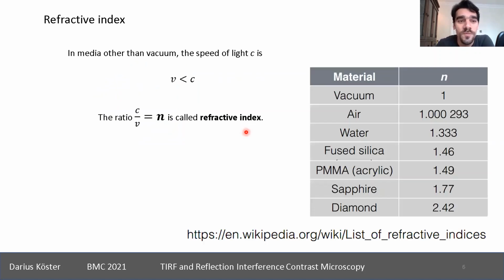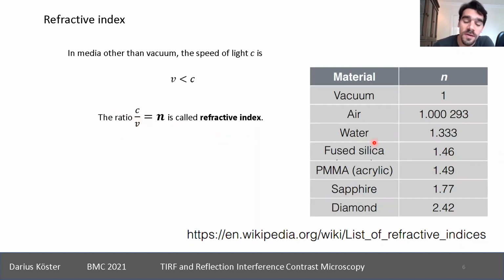So what is the refractive index? I'm sure you had this in the basic lectures. So for any material that is not vacuum, the speed of light is reduced, and the ratio between the speed of light in vacuum and the speed of the light in this medium is called the refractive index.